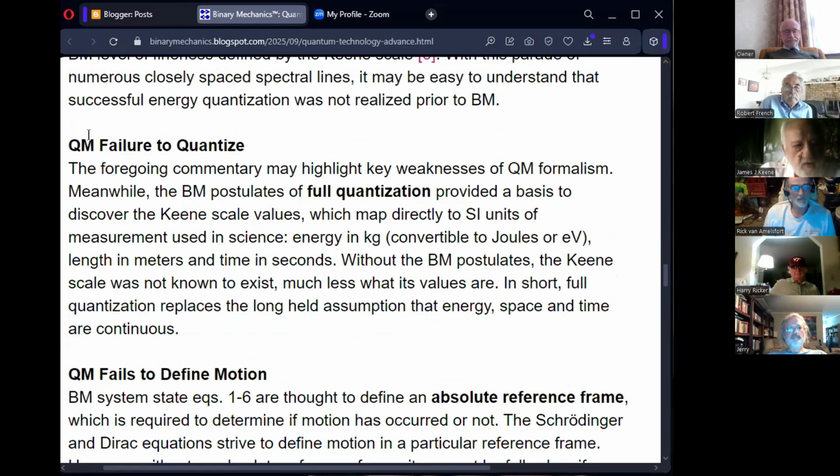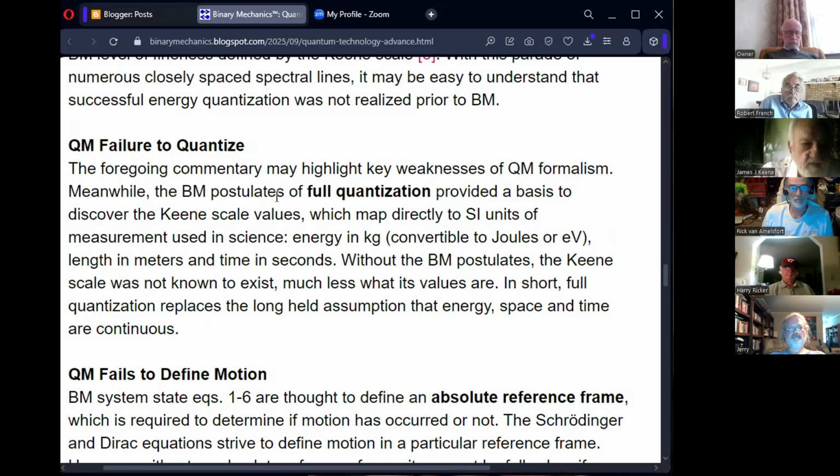The general quantum mechanic failure to quantize is sort of a strange thing to even say, because after all, they call it quantum mechanics, don't they? So why are they failing to quantize? The foregoing commentary may highlight key weaknesses in QM formalism.